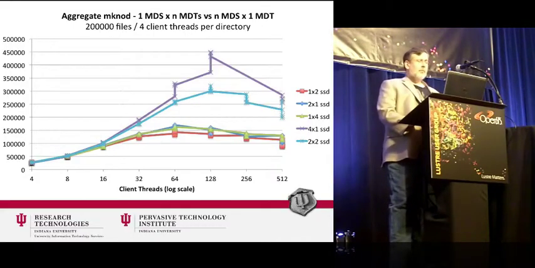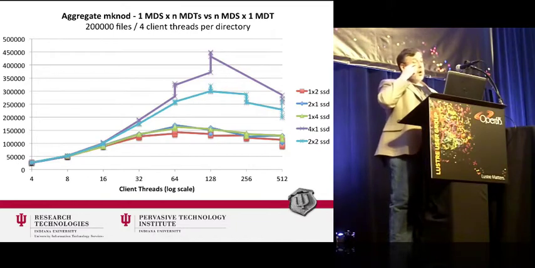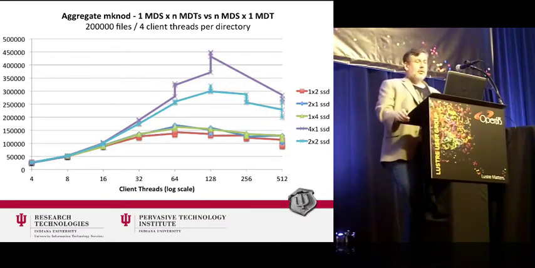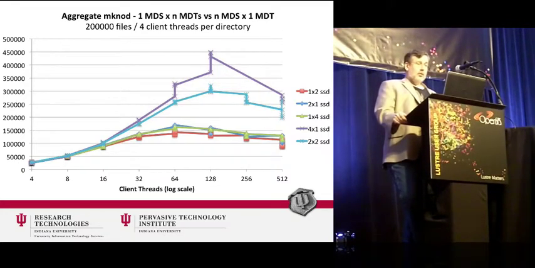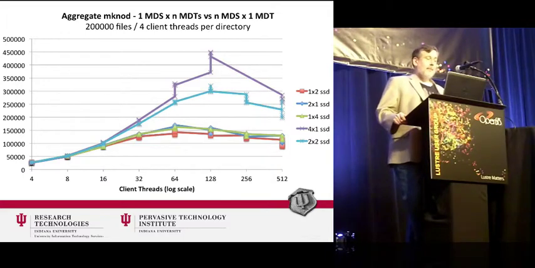So here's the comparison chart. You can see that we got 1 by 2, 2 by 1, 1 by 4, 4 by 1, and 2 by 2. As you can see, 1 by 2, 2 by 1, and 1 by 4 are all bunched together. 2 by 2 gives you additional performance. 4 by 1 is the one you want to see.